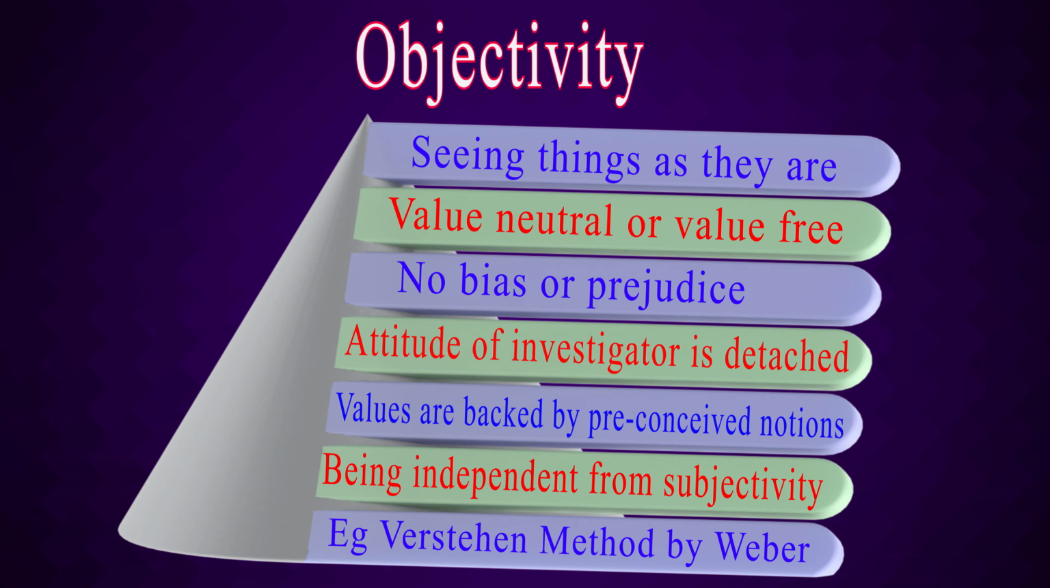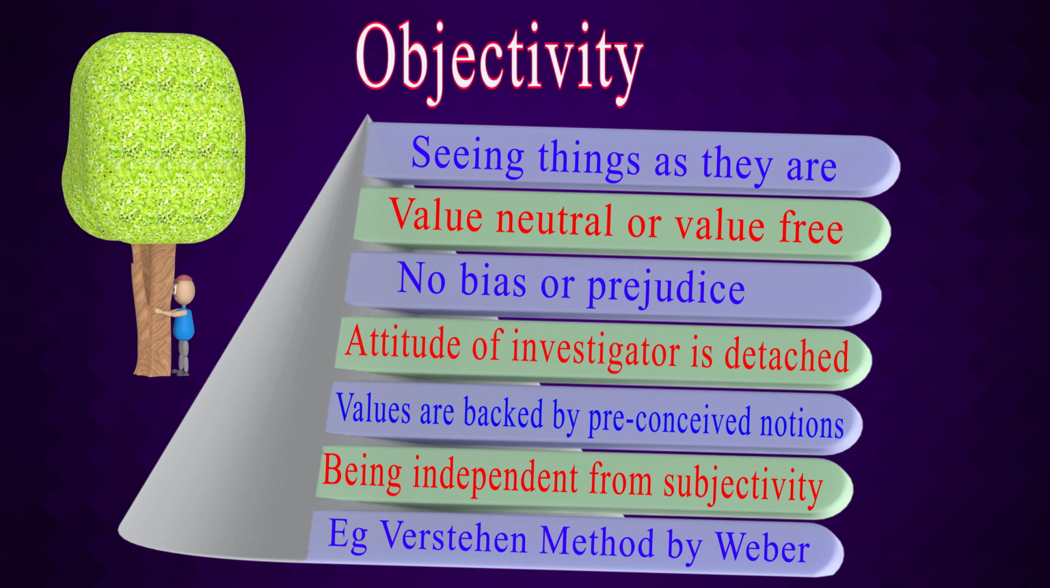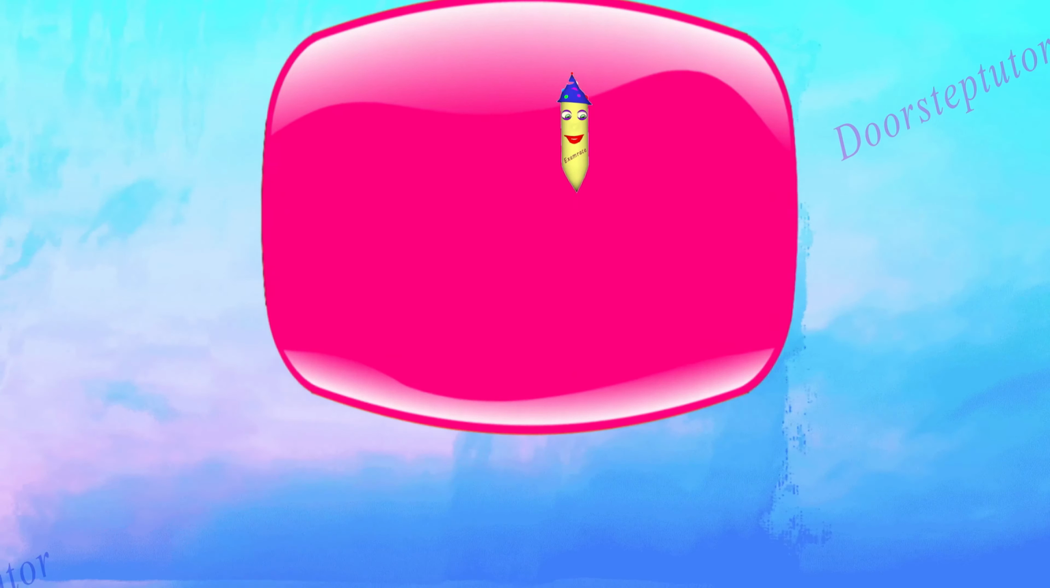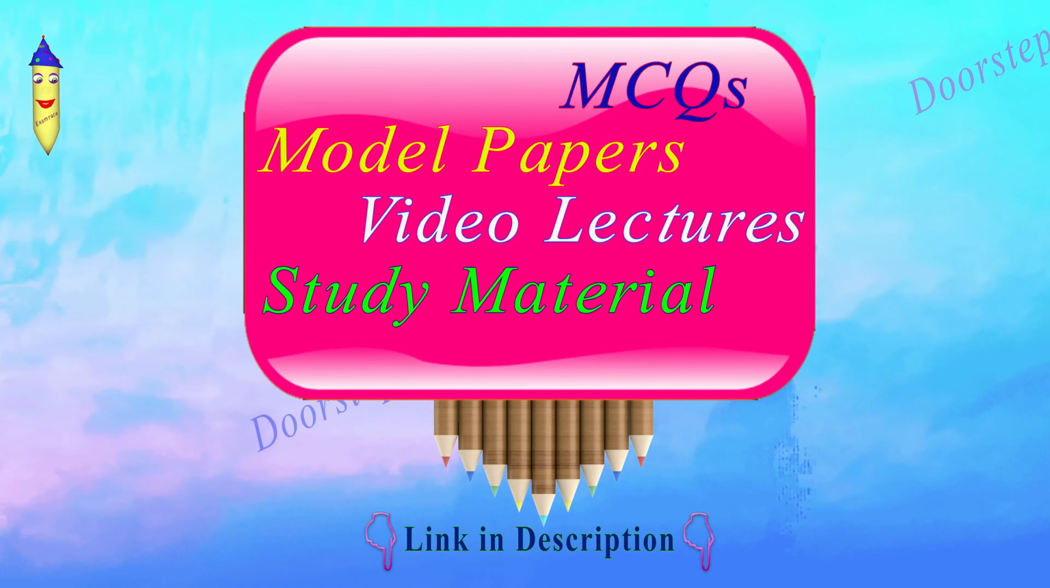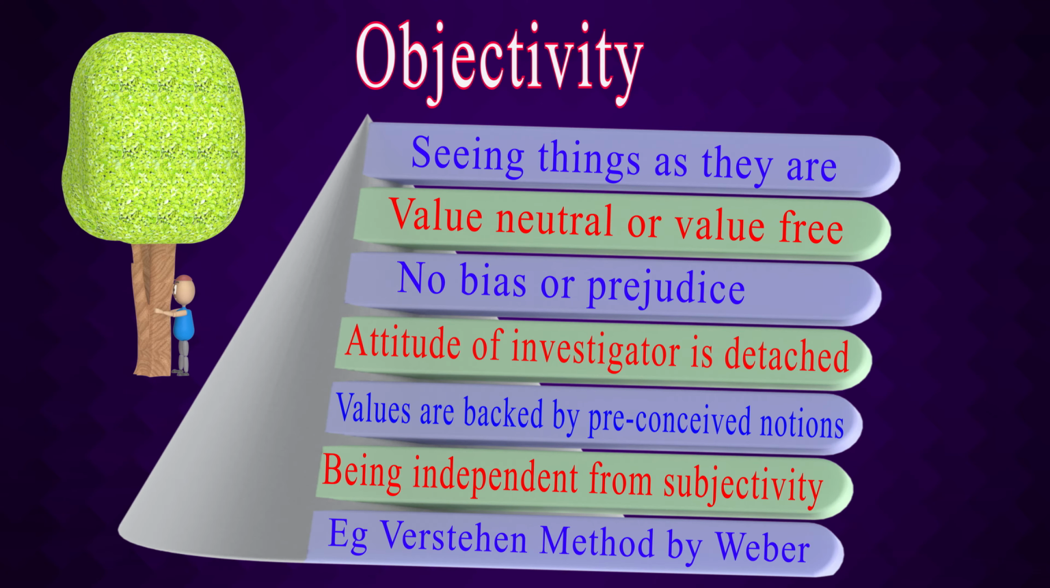So, how do you do it? You do it when you keep your values aside and you see things as they are. For example, a tree is green. When you see a tree is green, there is no bias. You are not talking about something that is not true. You are seeing the tree as it is. You are not putting any value that is yours completely into that statement. Therefore, this statement is value neutral.